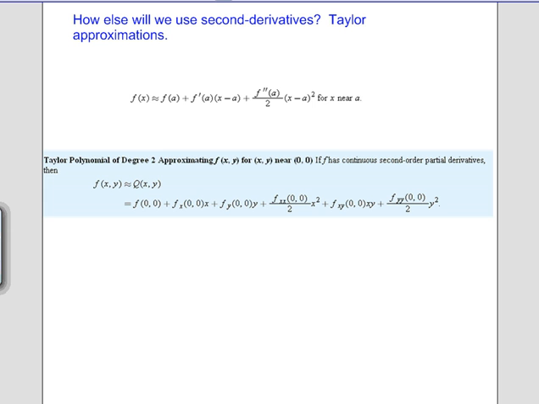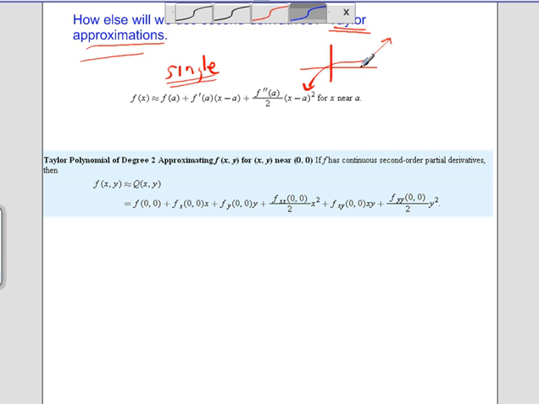Well, how else can we use second derivatives? We can use second derivatives to do Taylor approximations of curves. Now, if we remember from BC single variable calculus, we looked at Taylor approximations. And the whole idea of Taylor approximations is that let's suppose that you have some curve. The easiest way that we can think about a curve is as a straight line. But that's not a great approximation.